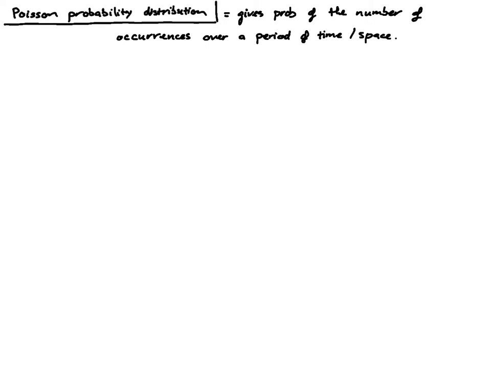Now to find the probability of the number of occurrences over a period of time or space, we use the following formula. The probability that x is equal to x sub k is mu to the x sub k power times e to the negative mu, divided by x sub k factorial.